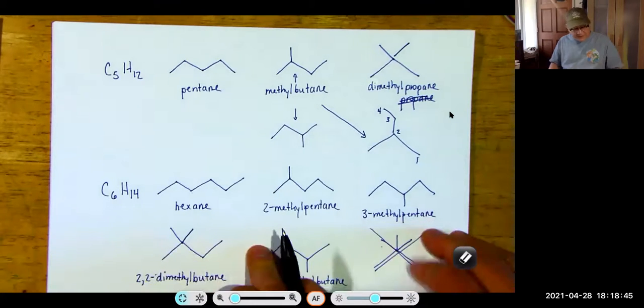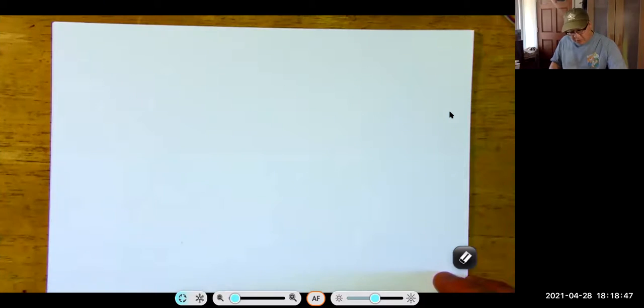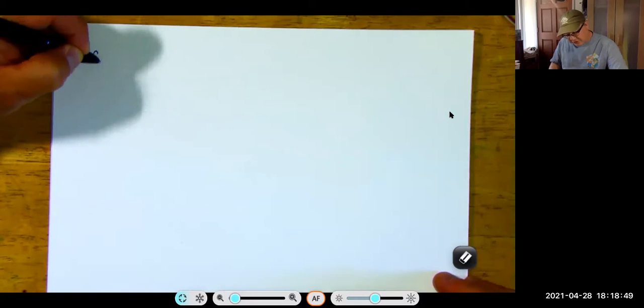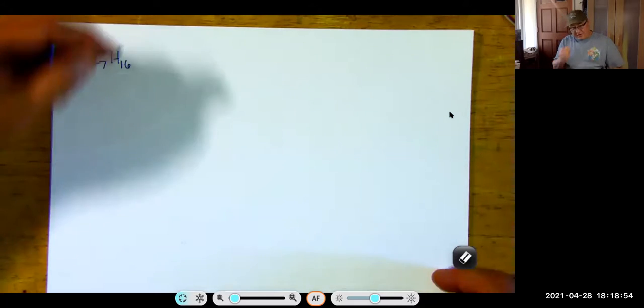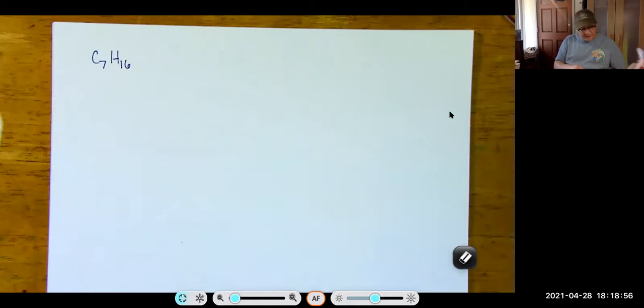So let's try one together. Oh, not together. Let's try one where I'm just going to let you go with it. Try and get all the isomers of C7H16 and name them.